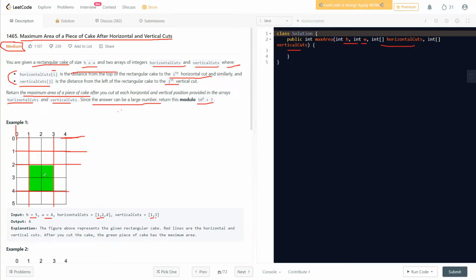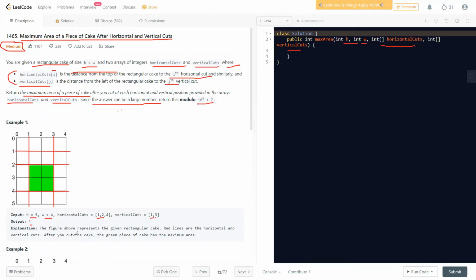As you can see in the diagram, here in the middle is the maximum area of a piece of cake. That area is 4, so 1, 2, 3, 4 units are there. It's 4.